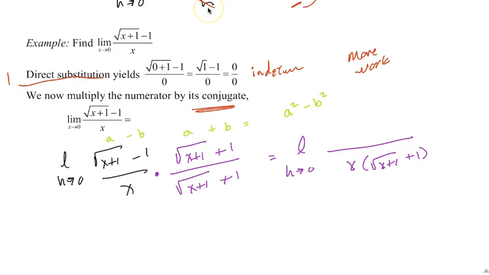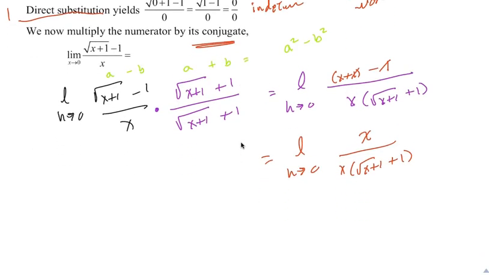So in this case, I'm going to get the first thing squared, which is just going to be x plus 1. When you square a square root, they cancel out. And then you're going to get minus the last thing squared, which is 1. If you simplify this, don't forget the limit. The 1's cancel, and I just get an x on top over x times square root of x plus 1 plus 1.